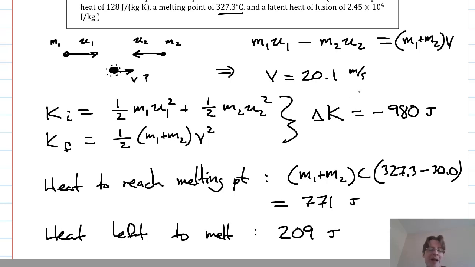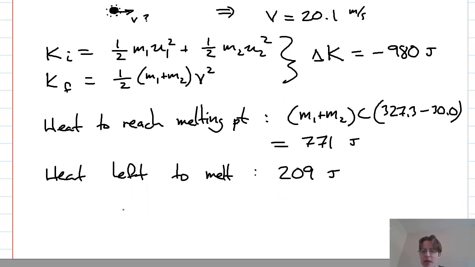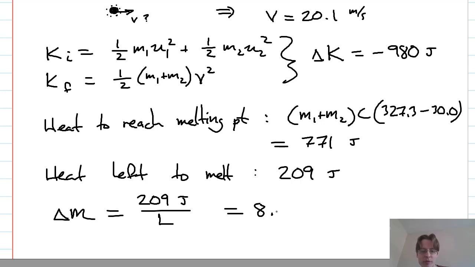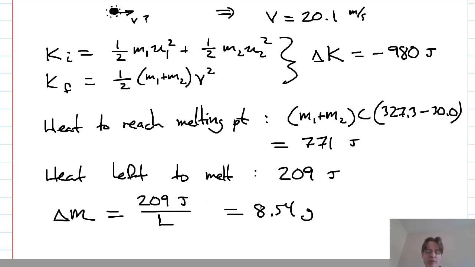And so now I need to figure how much lead can you melt with 209 joules of energy. So it's a delta M problem. Delta M is the mass of molten lead produced. It'll be equal to 209 joules divided by L for lead. It comes out to be 8.54 grams, which is roughly half of the total amount. So a significant amount of energy is there. Even though not all of it can go into melting it, there's enough to melt a lot of it.